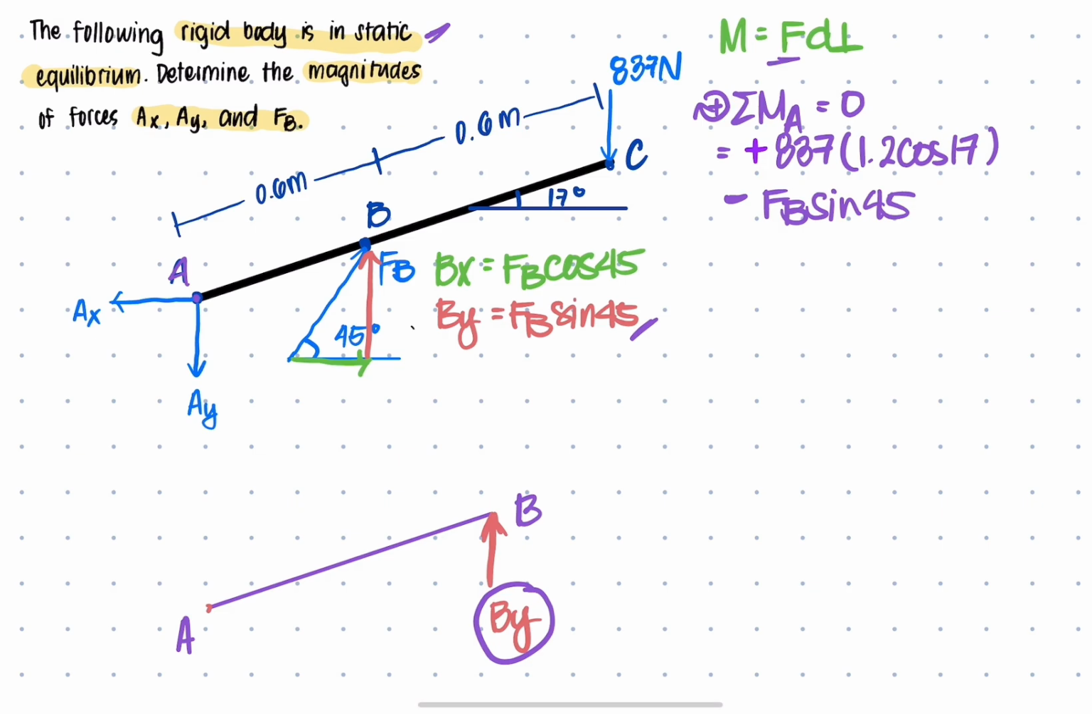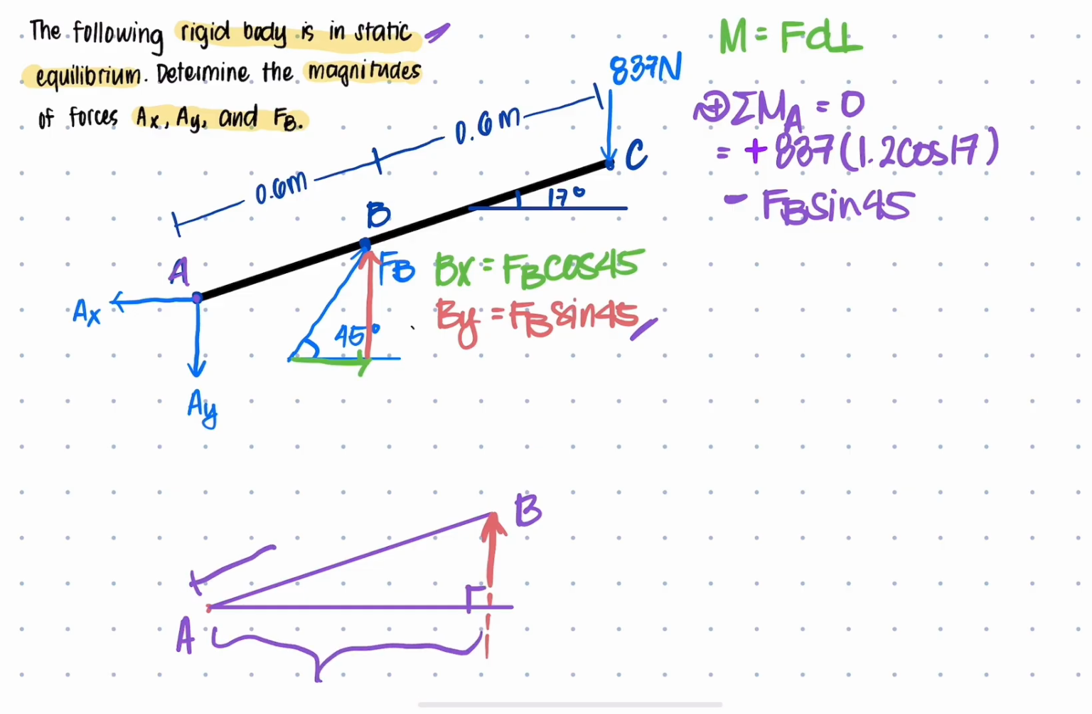So, meron na tayong force. Ang kailangan na lang natin yung moment arm. Again, we need the perpendicular distance from the line of action, perpendicular from point A. So, ito yun. Yung length na ito, and the length of this is 0.6 meters. So, using trigonometry, similar lang siya dun sa kanina. This is going to be 0.6 cosine 17.